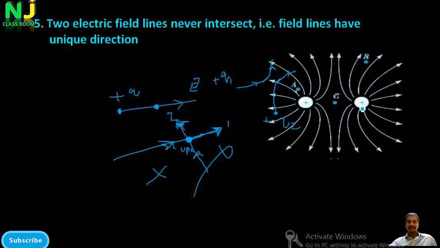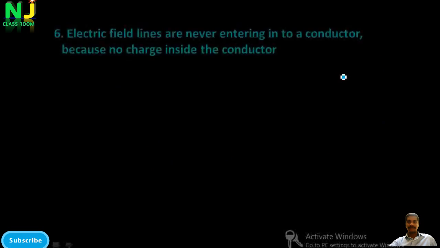So look at here. This is also a point charge. This is also a point charge. Both are positive. The lines start repelling each other. They don't want to cross because the direction of the electric field at a point is unique. Go for the next property. What is the next property?